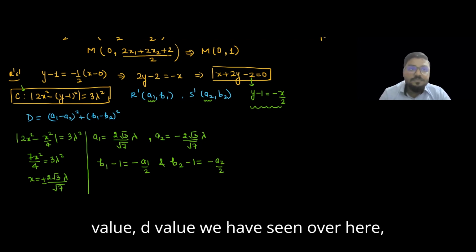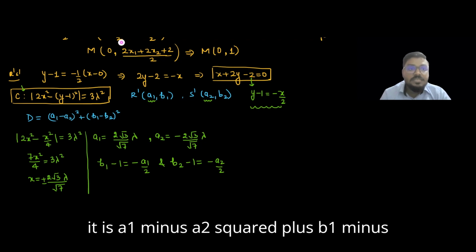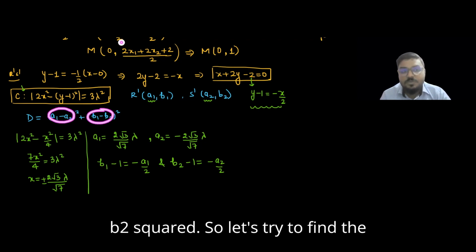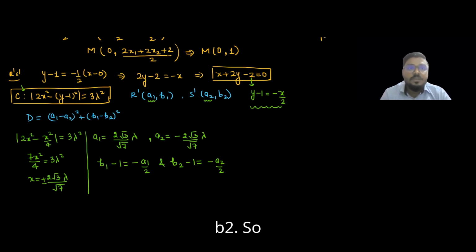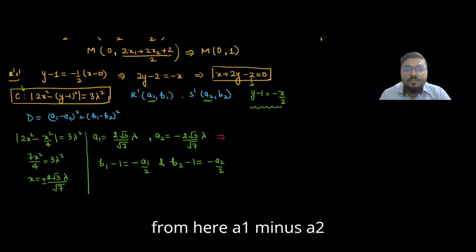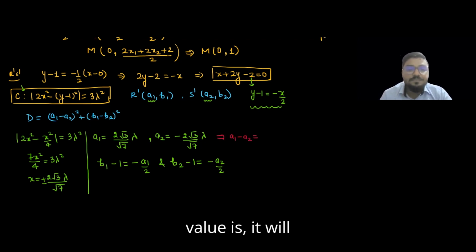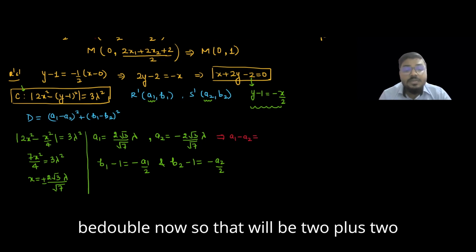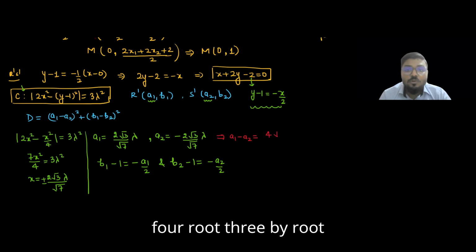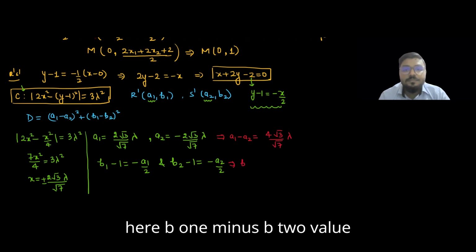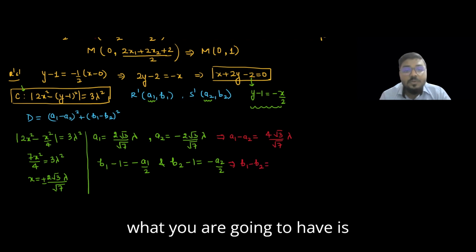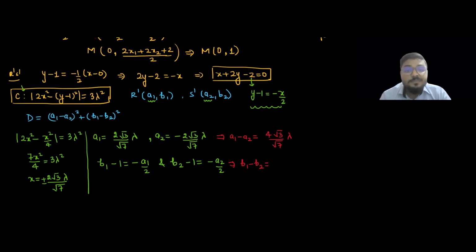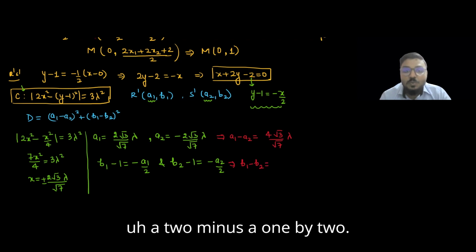Now the d value we have seen over here. It is a1 minus a2 square plus b1 minus b2 square. So let's try to find the value of a1 minus a2 and b1 minus b2. So from here, a1 minus a2 value is, it will be double now. So that will be 2 plus 2, 4 root 3 by root 7 lambda. And here b1 minus b2 value is, if you subtract these two, a2 minus a1 by 2.